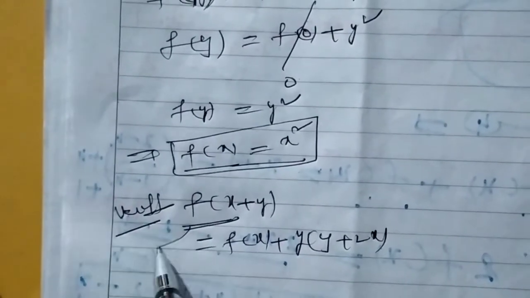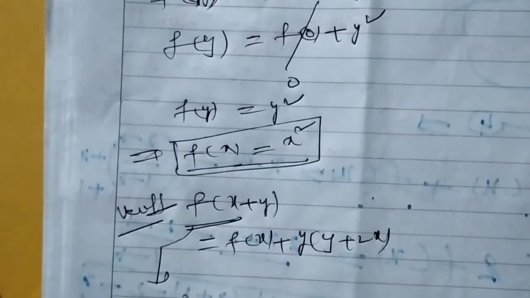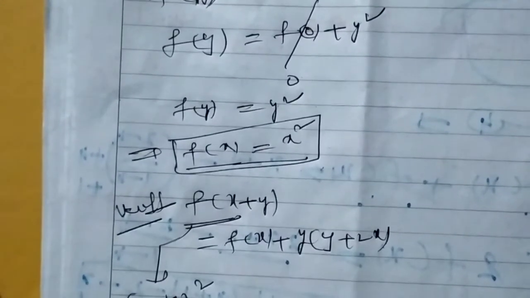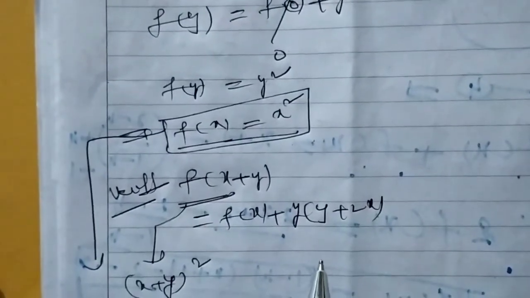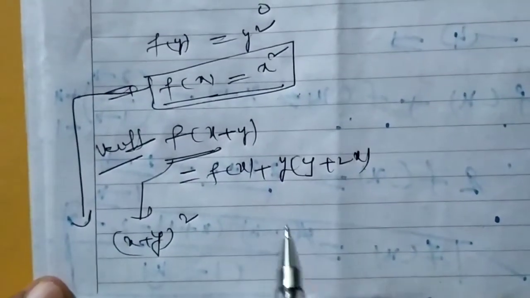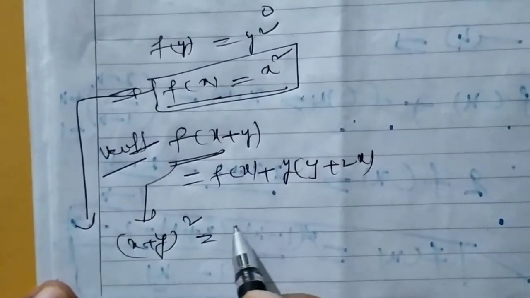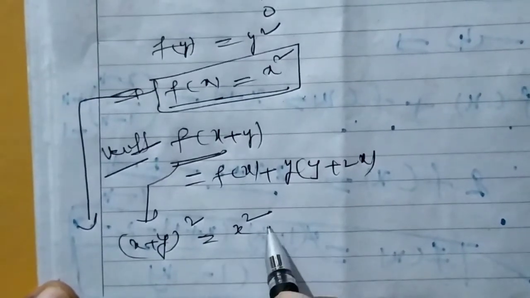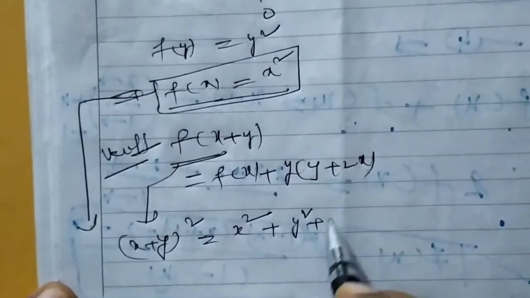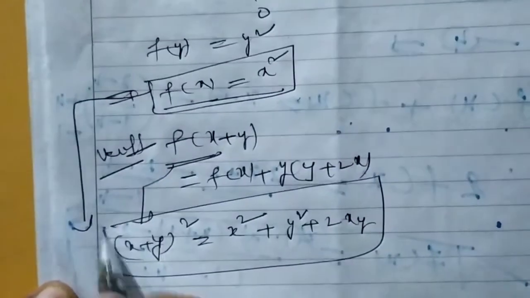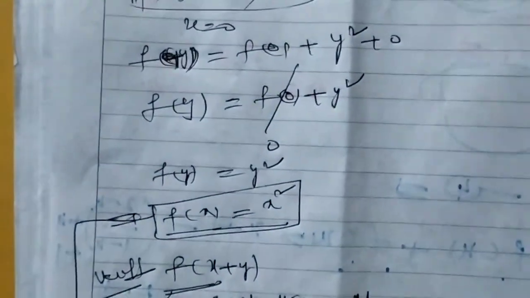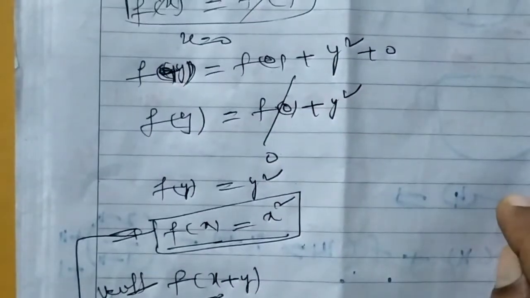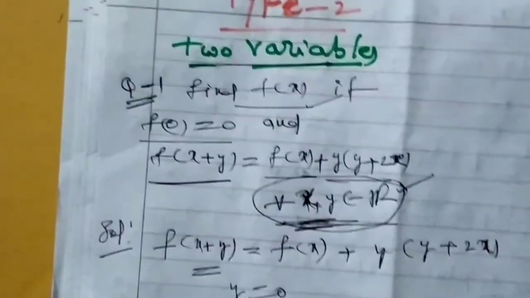then f of x plus y becomes x plus y whole square by the given definition. As f of x is equal to x square, by the given definition we can write it is equal to x square plus y square plus 2xy. This is an identity, so it is entirely the correct function satisfying the given functional relation, and also f of 0 is equal to 0. That is the condition.